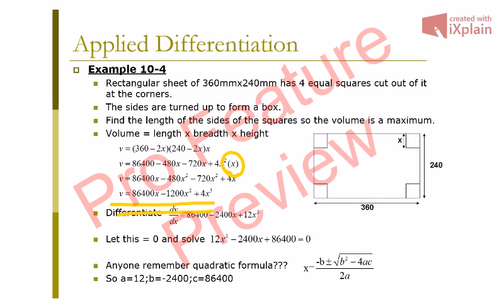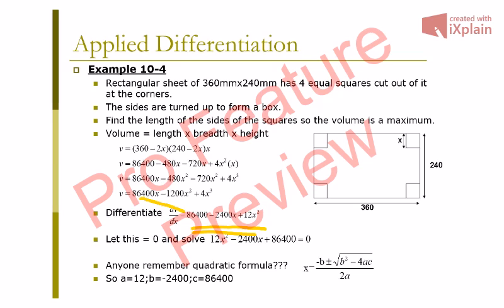And this is important because when we differentiate, we find the rate of change of a function depending on a variable it depends on. So we can find the rate of change of volume with respect to x. So we differentiate our equation and we get 86,400 minus 2,400x plus 12x squared. Hopefully you can all see how that came about.